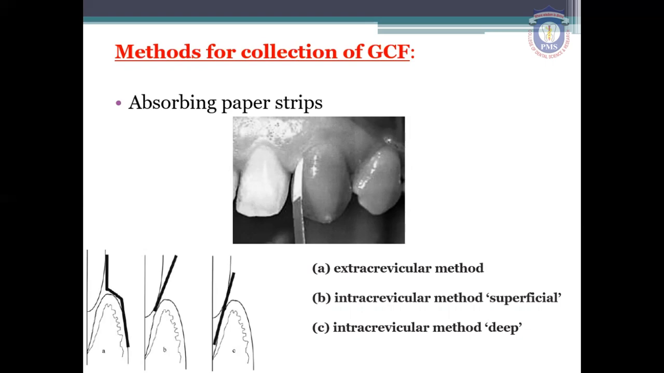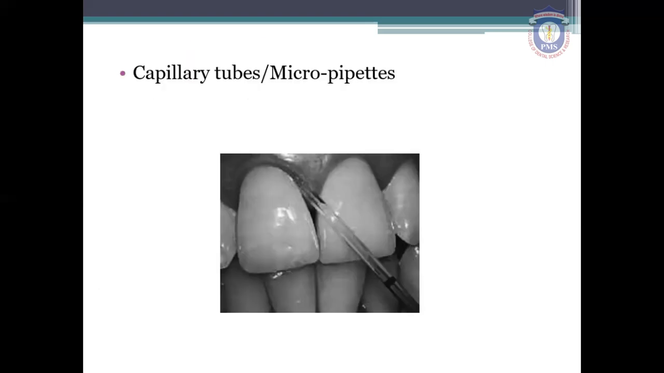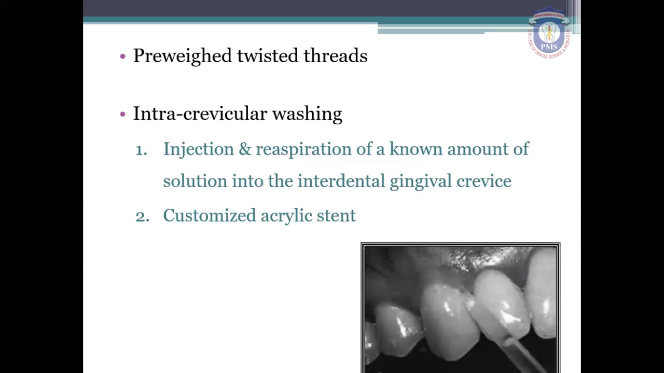Next method is we can use a capillary tube or micropipettes whose diameter we already know. Because of the capillary action, the GCF will enter into these tubes. Next is using pre-weighed twisted threads. So we can use these threads and insert them around the tooth deep into the gingival sulcus.